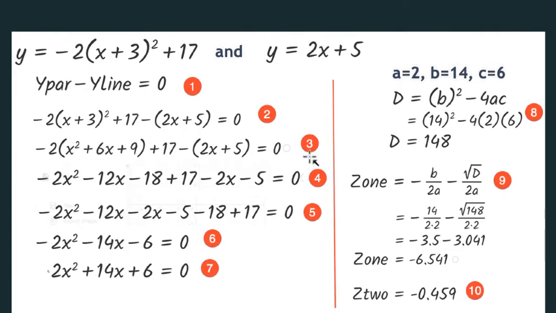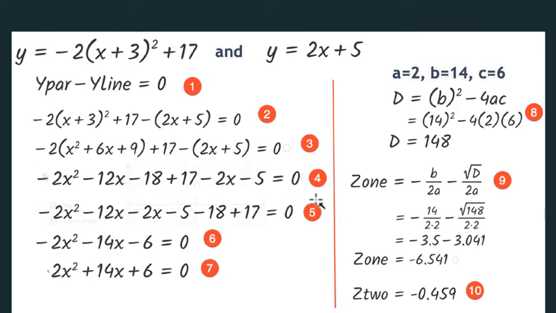So when we go to the next line, line 4, I need to expand this -2 through the brackets. According to BEDMAS, I had to do the exponent first, then I multiply. So -2 times x squared, -2 times 6x, -2 times 9. And we get -2x² - 12x - 18. Then I still have the +17. Then I've got minus this 2x, that's -2x. Then I've got a minus a +5, that's -5. That's line 4.